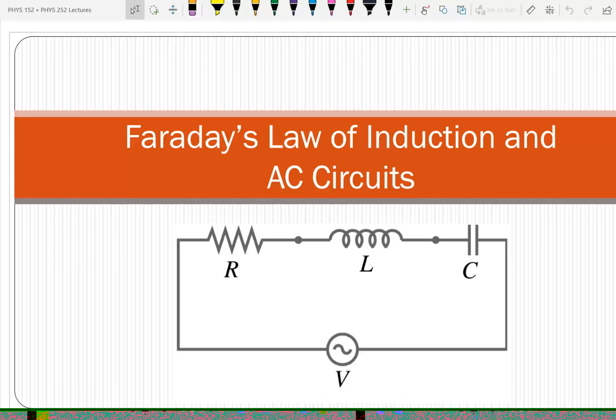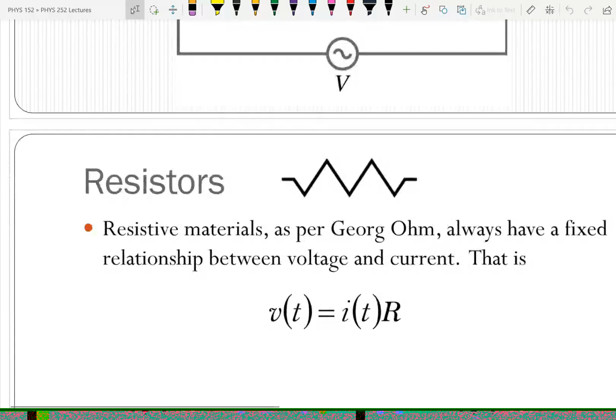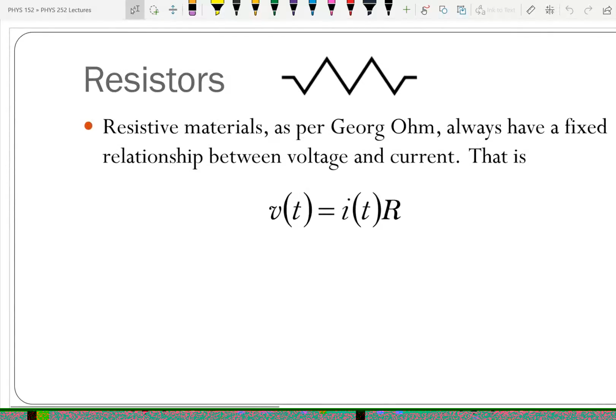So we're going to talk about AC circuits again. We're going to look at it from a calculus perspective. And so let's get right into it. Resistors are very simple from a calculus perspective because the relationship between voltage and current for a resistor is linear. There is no calculus to be concerned with.